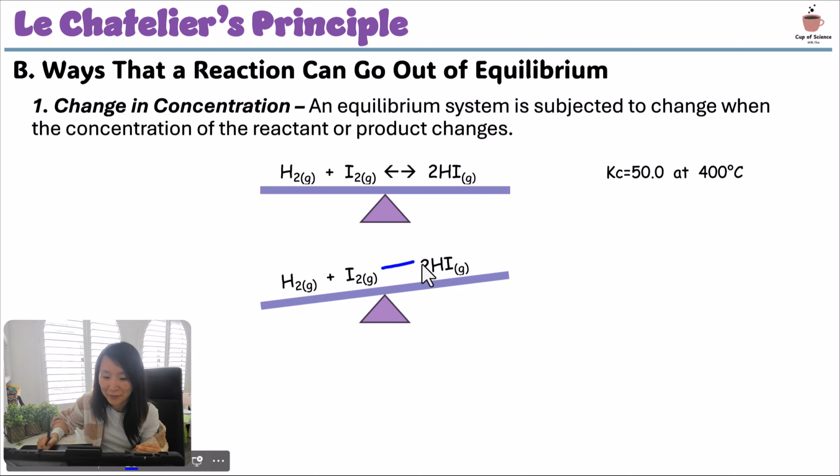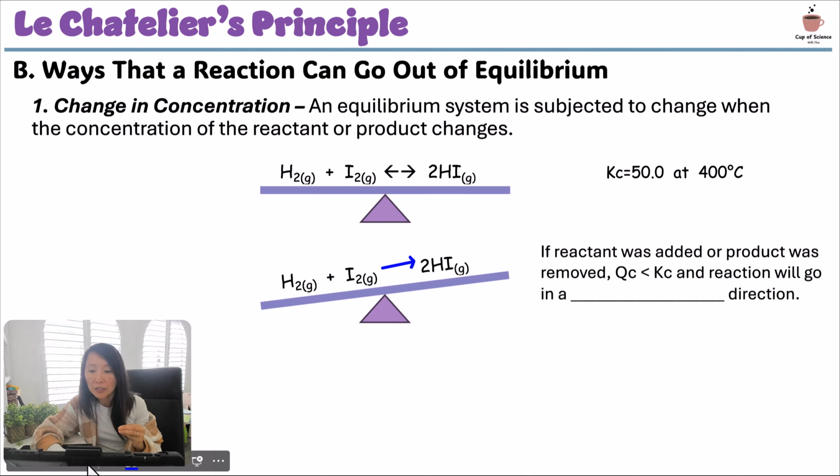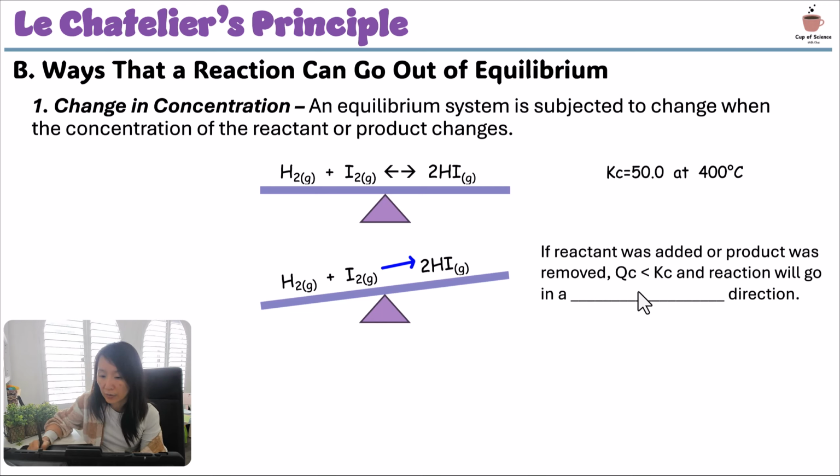I was just testing you. Okay, it's going to want to go in a forward direction. So this point is when the reactant is added, right? That's why it went into teeter-totter mode. Or maybe perhaps you have removed the product. That's why it went into teeter-totter mode. This is a point in which the Qc, the reaction quotient, is less than the Kc. When the reaction quotient is less than the Kc, the reaction will go in the forward direction.